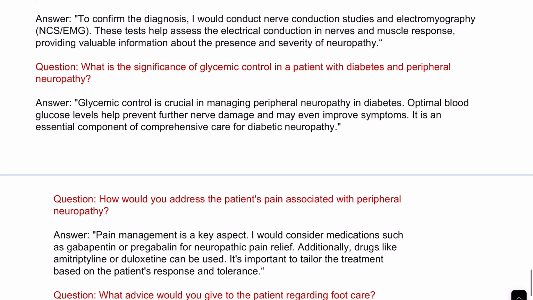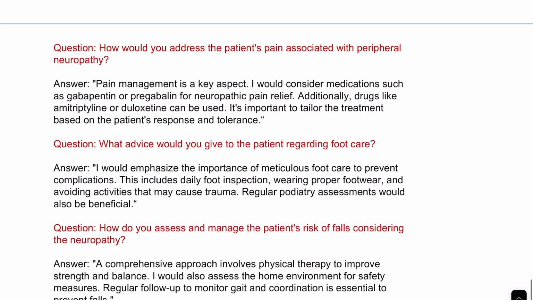Another common question: what is the significance of glycemic control in a patient with diabetes and peripheral neuropathy? So glycemic control is crucial in managing peripheral neuropathy and diabetes. Optimal blood glucose levels help prevent further nerve damage and may even improve symptoms. So it is an essential component of comprehensive care for diabetic neuropathy.